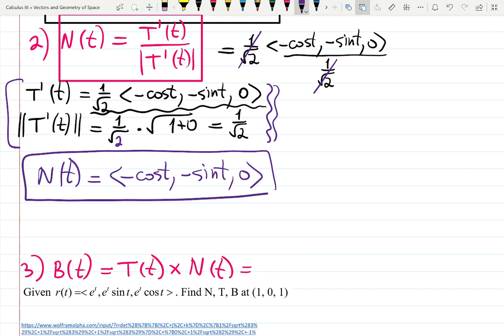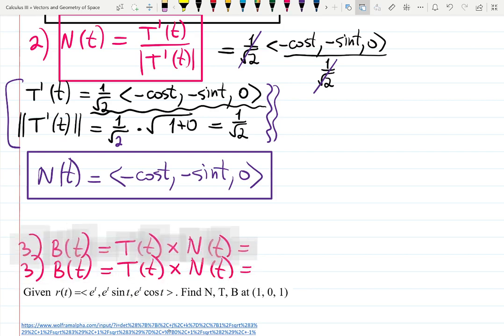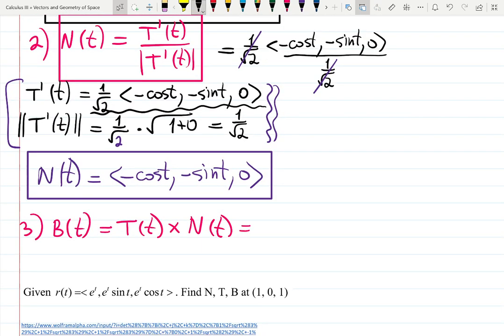Finally, the last one is B. It might freak you out on an exam, but you should just remember that B was created in the weirdest way. B takes two previous vectors and finds the cross product, and that is the matrix. Cross product is the determinant of the matrix I, J, K.